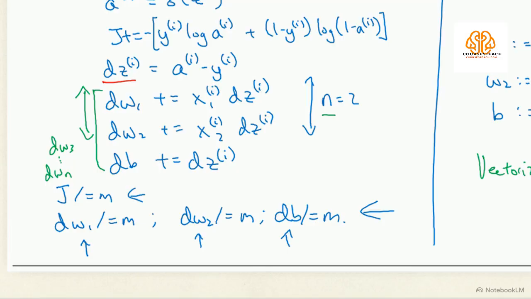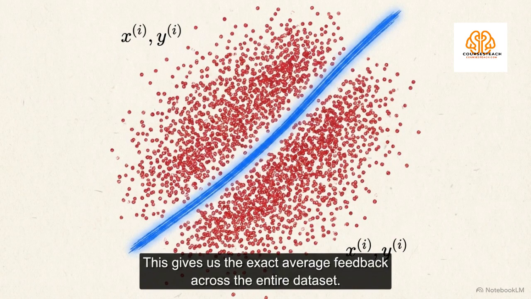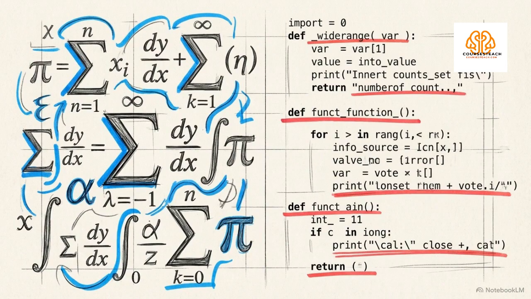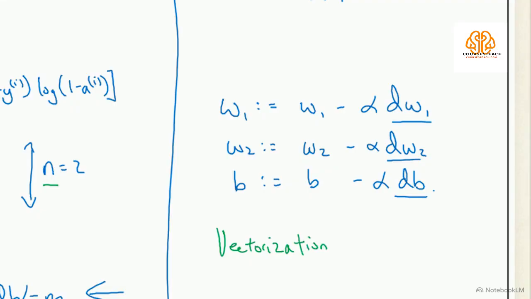Finally, look at the bottom left of this block. Once the loop finishes visiting every table, we take those massive running tallies and divide them by M. This gives us the exact average feedback across the entire dataset. This explicit looping process takes the theoretical math of gradient descent and turns it into a practical, programmable accumulator. Over on the right side of this image, we see the very last step. We subtract those newly calculated average nudges from our current recipe and update our parameters.